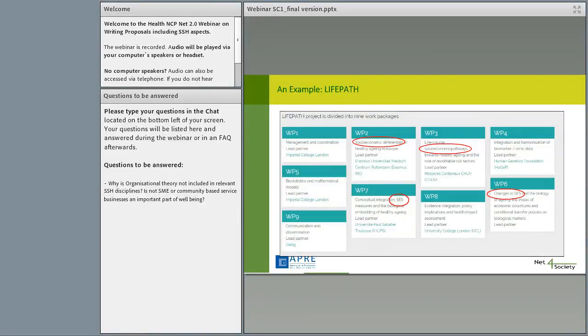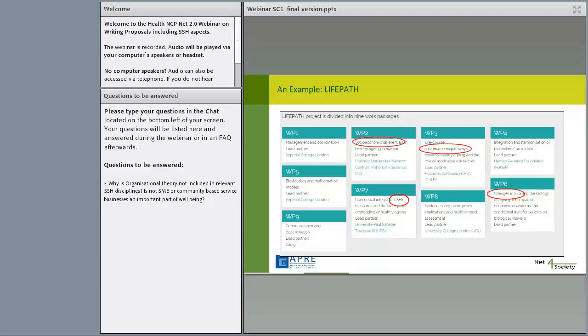Here you have the work packages of the LifePath project. And you have, for example, work package number 2, where there is a strong focus on the socioeconomic differentials. So the analysis of the project is focusing on socioeconomic aspects. To carry out an analysis like this, you need to involve, of course, socioeconomic experts, not only medical experts or hospitals. It's not feasible, of course. You need to involve also this expertise, not only, but also.